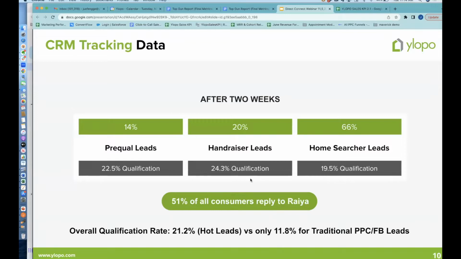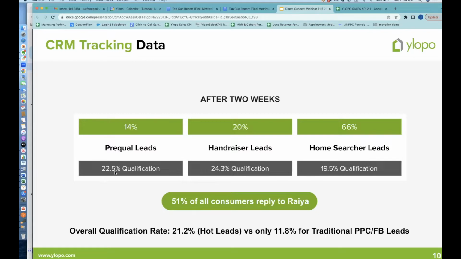And what we found is that after only 2 weeks, 14% of leads say they are at some point interested in pre-qualification. 20% say that they are a hand raiser lead, meaning they're ready to talk to an agent, and 66% are home searcher leads, which means that they are interested in actually looking for homes, right?